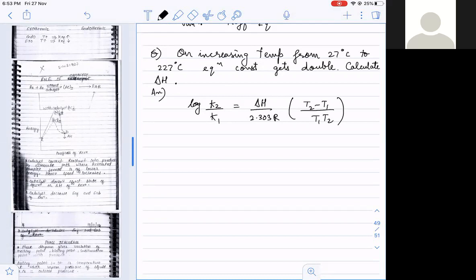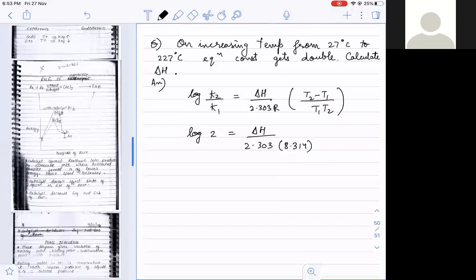So it would be log 2 is equal to delta H divided by 2.303. And the value of R here, if you take R as 8.314 joules, the answer would come in joules. Otherwise, it would come in liter atm. So you can take 8.314 here. And T2 minus T1, these temperatures are given to you. So T2 minus T1 would be 200, divided by T1 into T2.